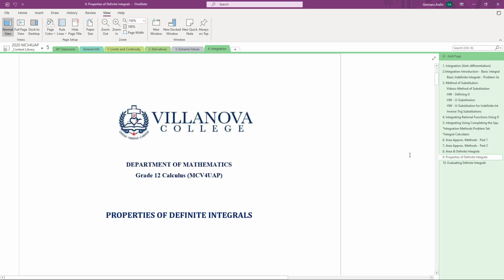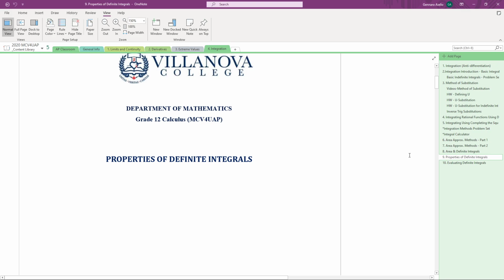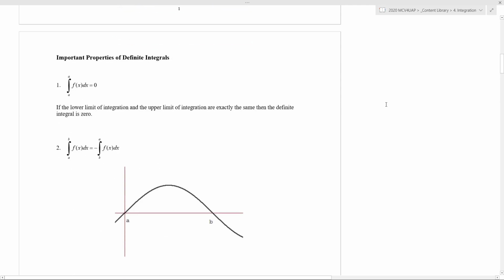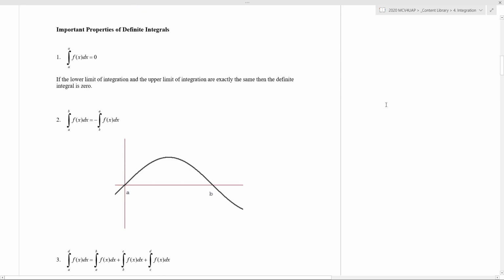So the topic of today's lesson then is properties of definite integrals. Remember, definite integrals are integrals that have a lower and upper limit, and they represent an area. So definite integrals are a value, a number, whereas indefinite integrals are an antiderivative. So the result is a function. So important properties of definite integrals. I think we've already touched on the first two.